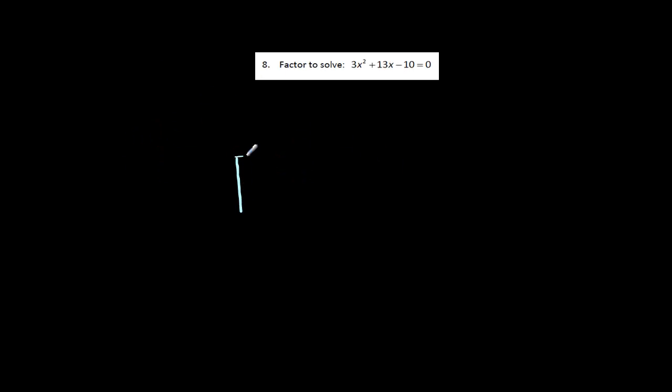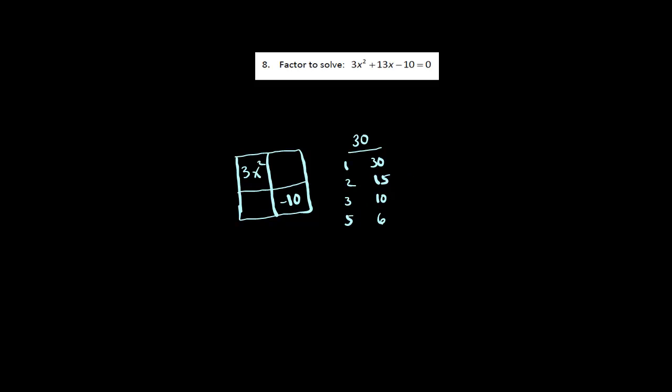Number 8, we have factoring to do, so let's use the box method. First term here, last term here, the AC is 3 times 10, or 30. So it's 1 times 30, 2 times 15, 3, 10, 5, 6. Different signs, the larger one is positive. Which one adds up to a positive 13? That would be this one here.